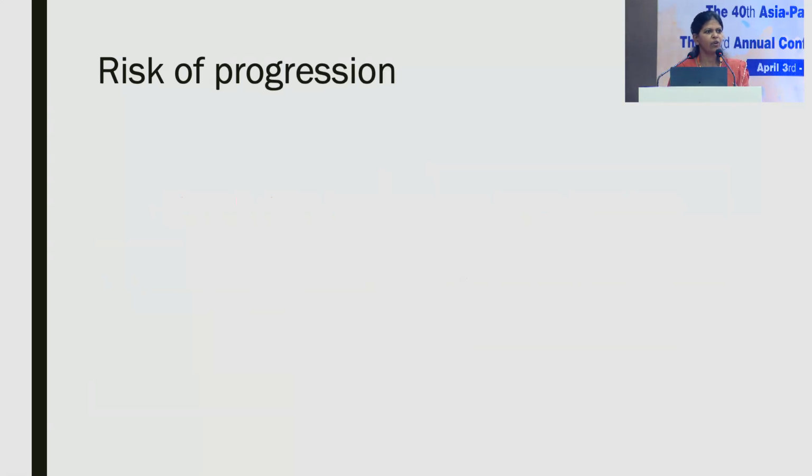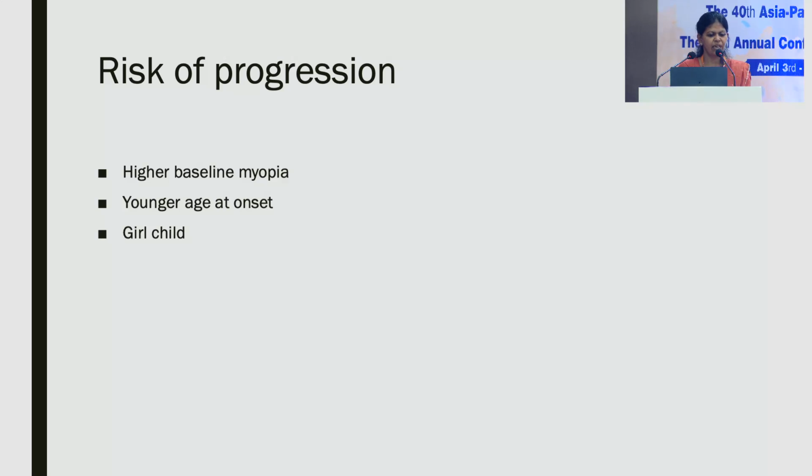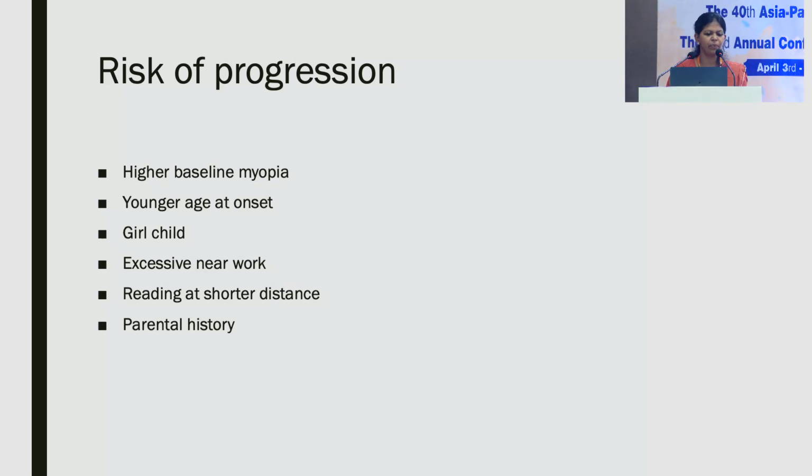So risk of progression is when there is already myopia onset. Higher baseline myopia as compared to lower at the time of presentation. Younger age at presentation. Girl child has some more increased risk of progression. Excessive near work, of course, is well established. Reading at shorter distance, like we keep having parents tell us to read at a good distance, that is really extremely important. Parental history of myopia.